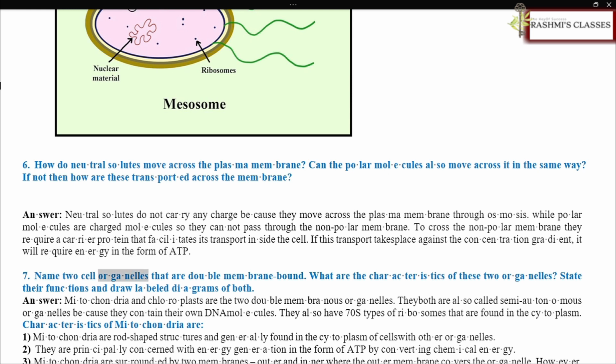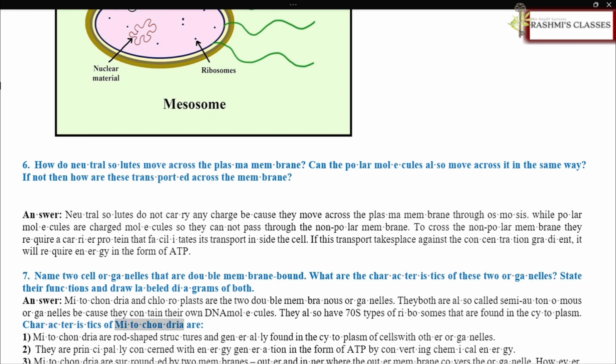Name 2 cell organelles that are double membrane bound. What are the characteristics of these 2 organelles? State their functions and draw labeled diagrams of both. Answer: mitochondria and chloroplasts are the 2 double membranous organelles. They are also called semi-autonomous organelles because they contain their own DNA molecules. They also have 70S-type ribosomes that are found in the cytoplasm.